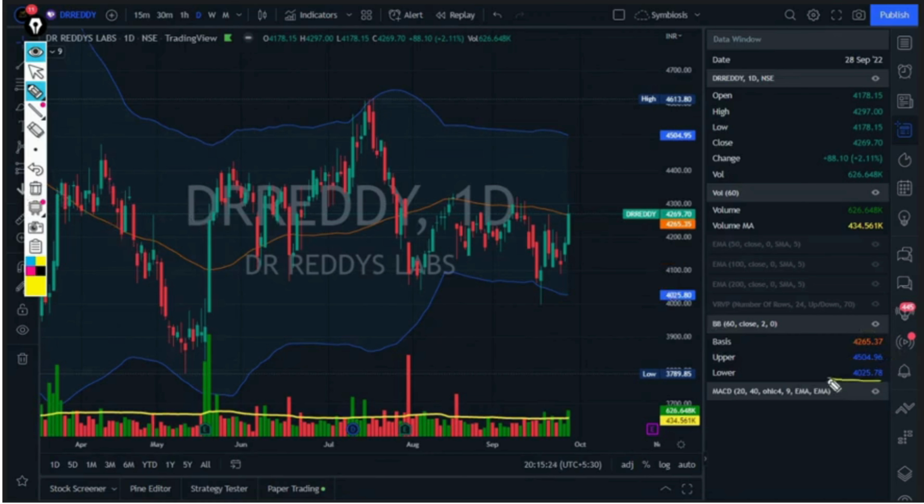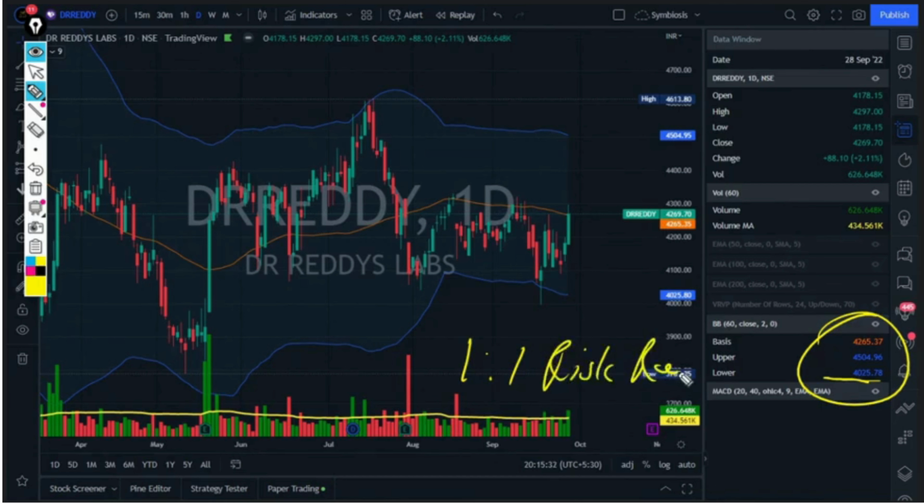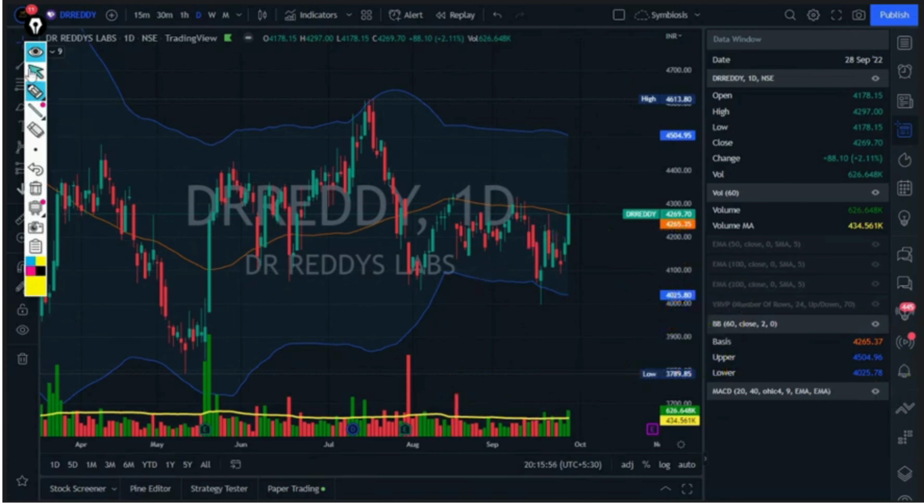And the lower end is about 200 rupees from here. So it is a 1-to-1 risk reward ratio. If it goes on the upper side, you will gain about 200 or 250 odd rupees. So from 4265, it is saying it will go to 4500. And if it falls from 4250 odd rupees, it can possibly come down by a similar amount, almost a 1-to-1 risk reward ratio. So I think this is a very intelligent method of looking at the risk reward ratio.